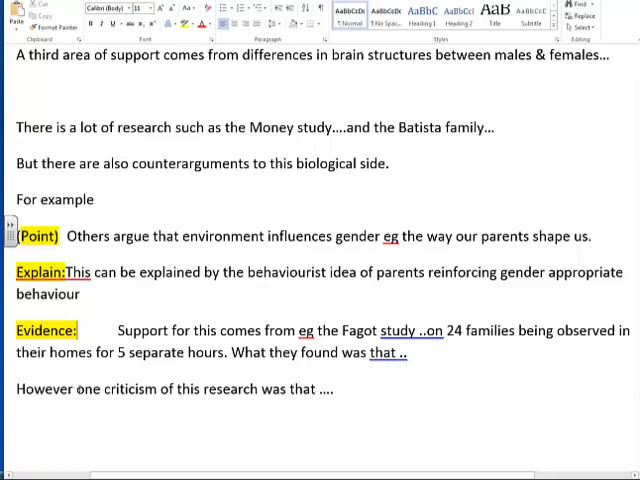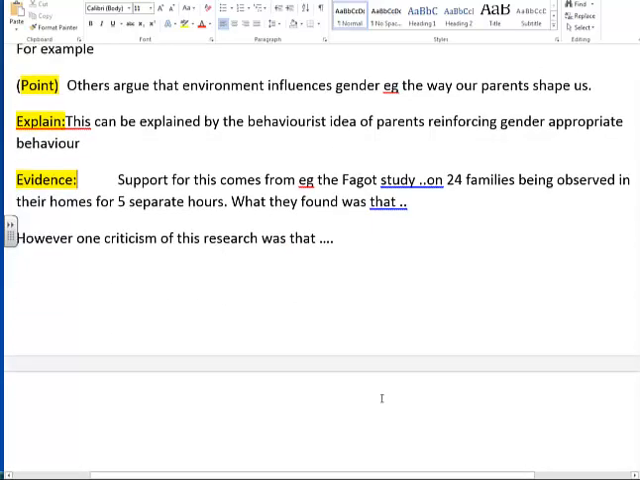Okay, the problem is, we've got problems with that research. These were only 24 families. So therefore you've got a limited sample and you're limited in generalising. But we've already made that point, so it's better for you not to waste too much time on that and come on to a different one. Something like the fact that these families were aware that they were being observed, and therefore they would behave differently. Remember, we call that demand characteristics. So we can put in things like that.